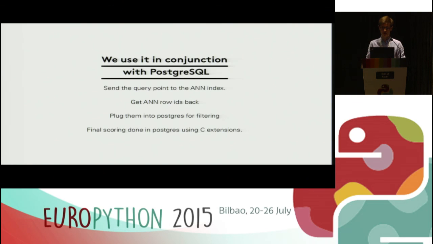So we get these IDs back, and then we push them to Postgres and say, dear Postgres, here are IDs, please apply the following business rules, so all the filtering, all your where statements, and so forth, and then do final distance calculations also in Postgres using C extensions. We store the actual point locations, the actual vectors, as arrays in Postgres, and we've written some C extensions to Postgres that allow us to do the distance calculations in Postgres, which is quite nice.